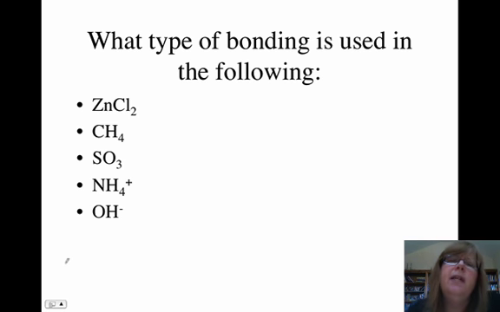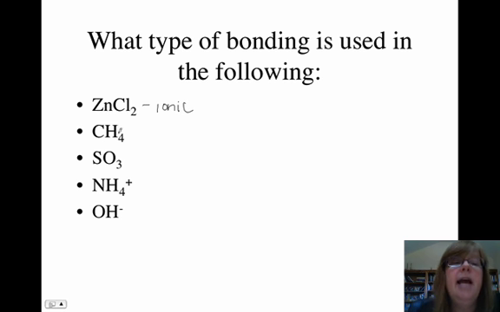So here's what we want you to be able to do after watching this video. Be able to look at a compound and say if it's using ionic bonding, metallic bonding, or covalent bonding, and in some cases we're going to see that it will use both ionic and covalent. Zinc chloride. Zinc is a metal, chloride is a nonmetal. So what type of bonding? Ionic.